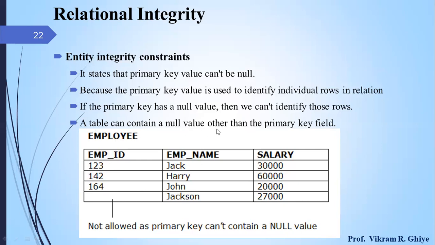Second, a table containing a null value other than the primary key is valid. Suppose 164 has the employee name John. If the salary is not mentioned over here and it is blank, it will be okay. But here the employee ID being blank is not allowed. So it is called the entity integrity constraint.